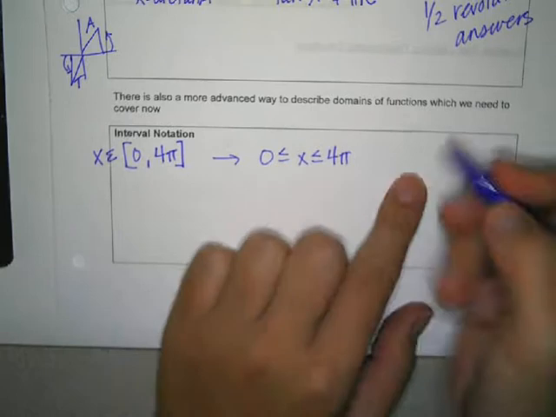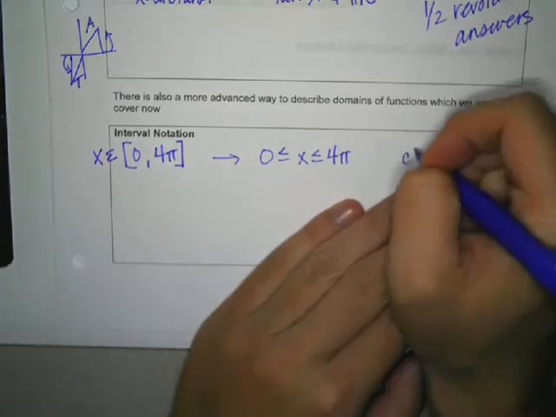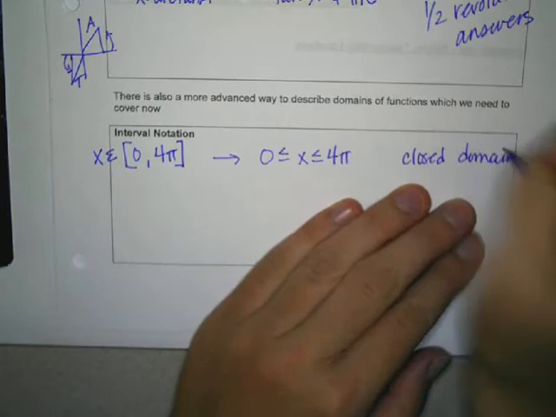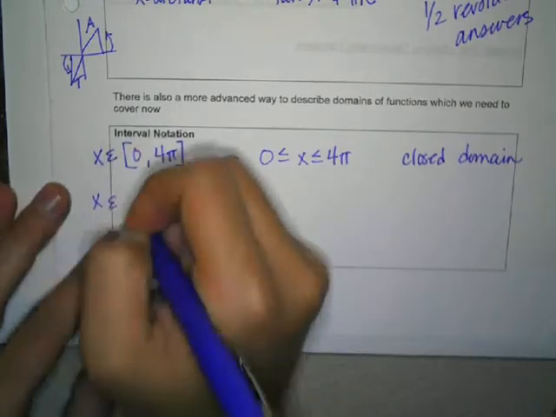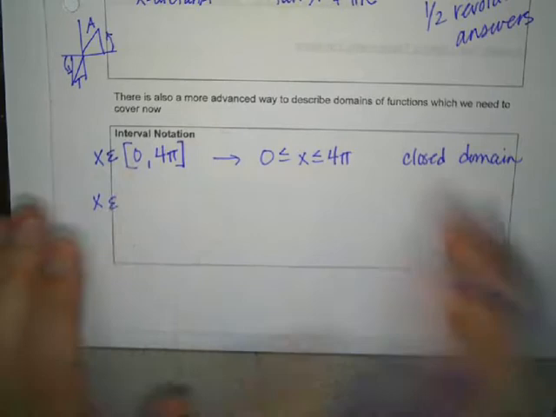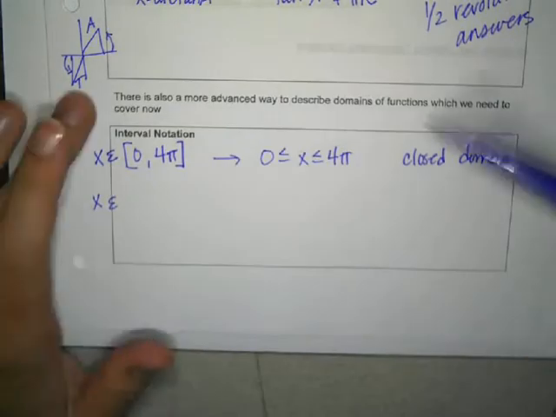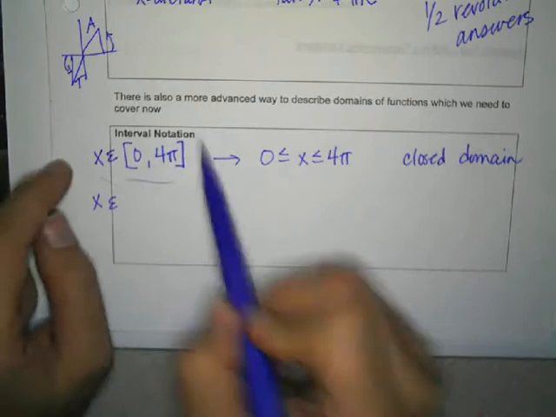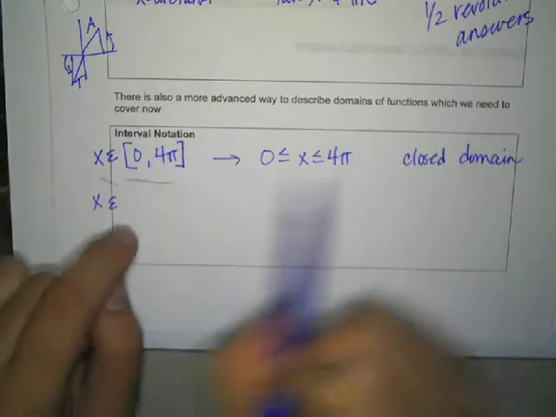This is called a closed domain. The second way an interval notation can be written, and I guess I should preface this with saying, you're going to start to see this now in problems, and so you'll see domains written like this instead of like this. So we need to be familiar with this.